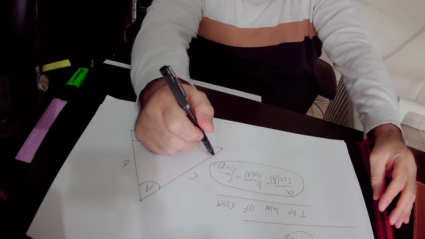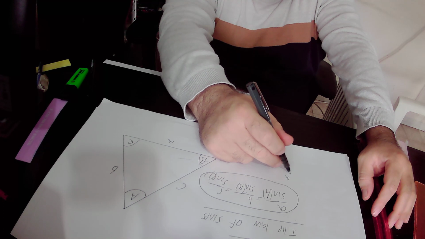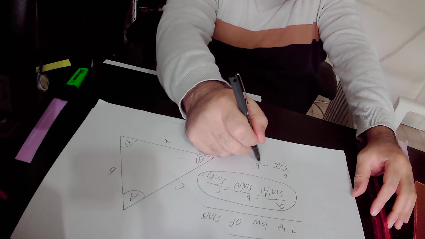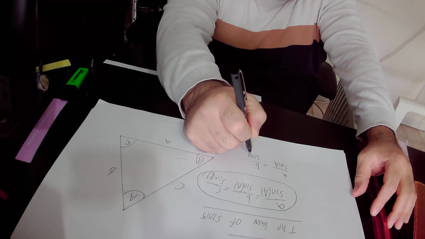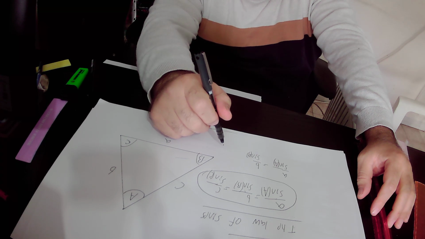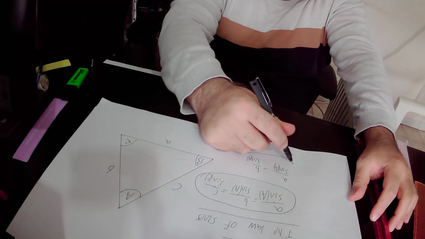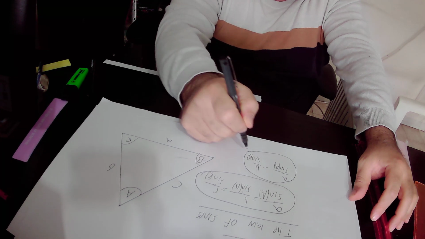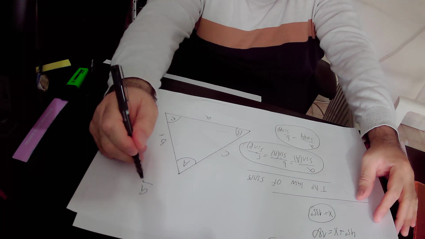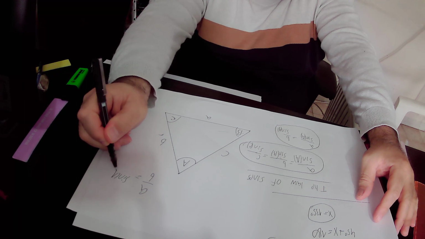So from this formula we can derive that a over sine A equals b over sine B. Here we will divide this equation by b and then multiply it by sine A, and we will get that a over b equals sine A over sine B.